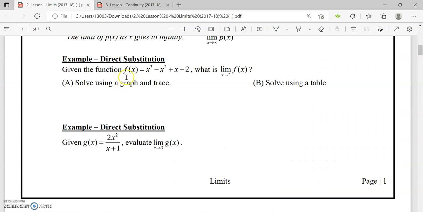The nice thing is, in direct substitution, if you can just plug it in, so 2 cubed minus 2 squared plus 2 minus 2, if that exists, then we know that the limit is exactly whatever we plugged in to be. In doing so, we say that the limit as x is approaching 2 is equal to 4.